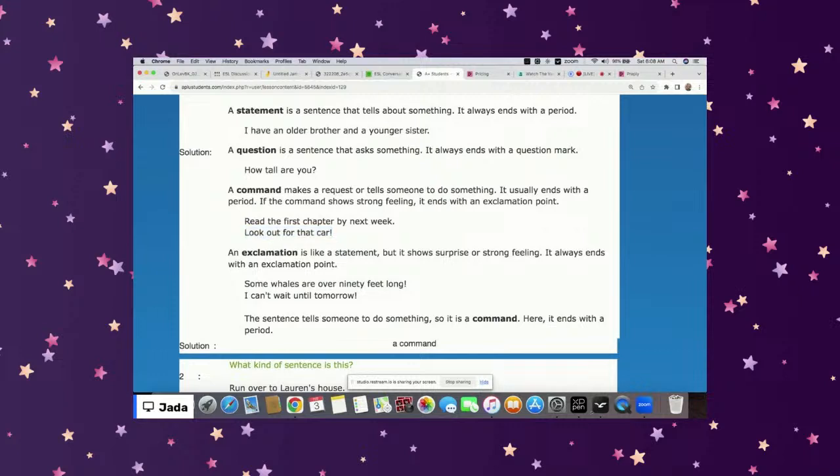Now, the last type of sentence is an exclamation. An exclamation is like a statement, but it shows surprise or strong feeling. It always ends with an exclamation point. So get the difference. Exclamation is like a statement, okay? Just like when you're telling about something.